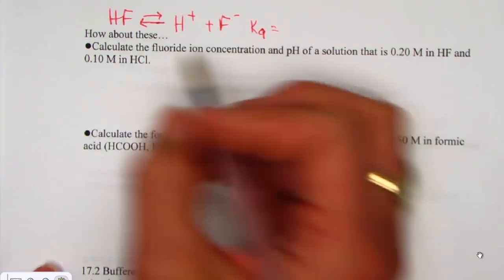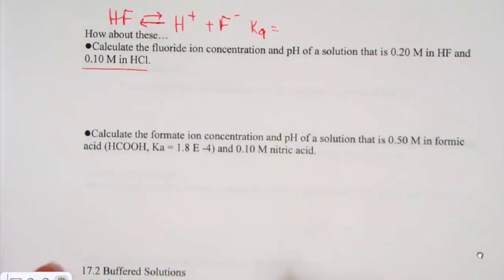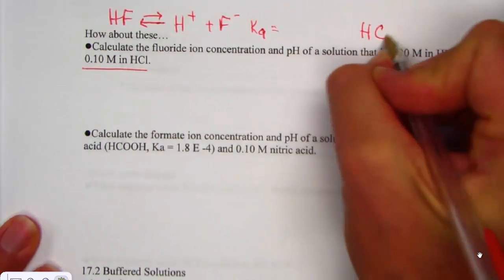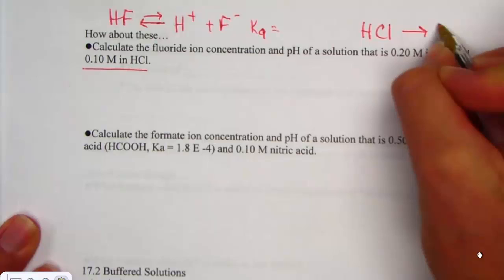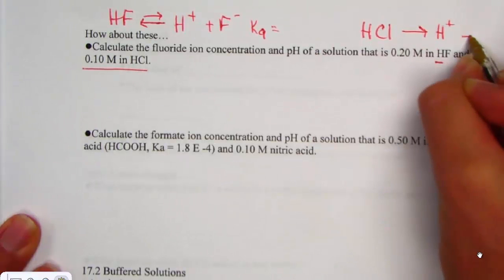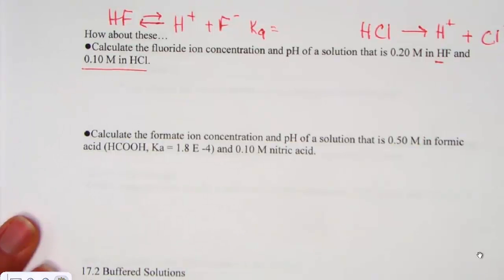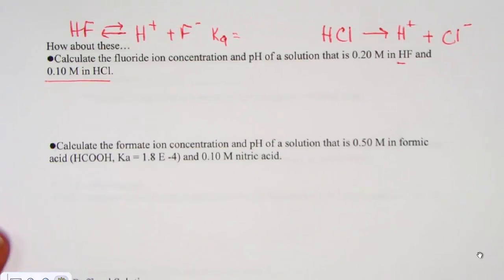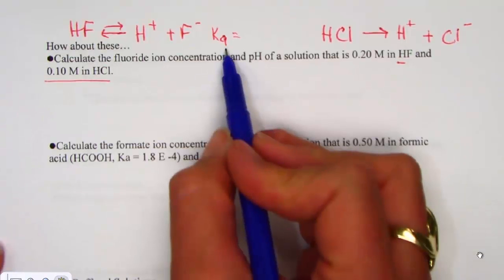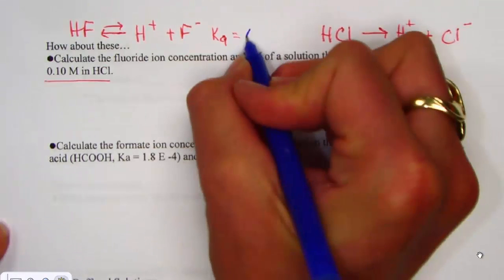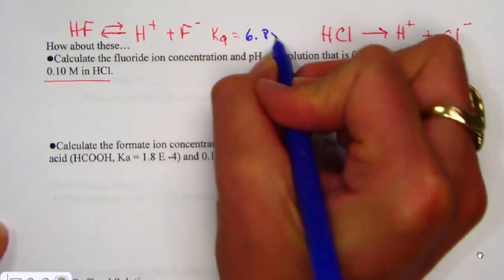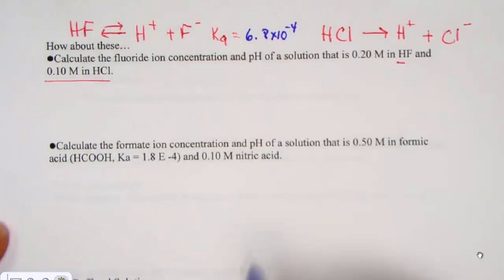But HCl is the other ion mentioned. HCl is one of our 7 strong acids, therefore it 100% dissociates. No equilibrium, no Ka value for this particular reaction. Let me quickly look this up while we have our chart nearby. The Ka for HF is 6.8 times 10 to the negative 4.